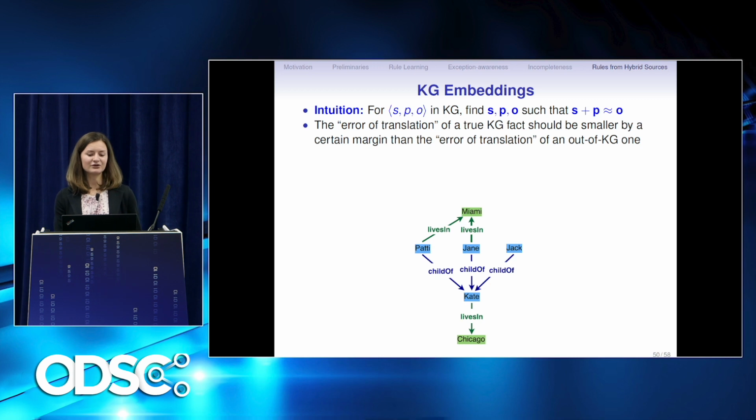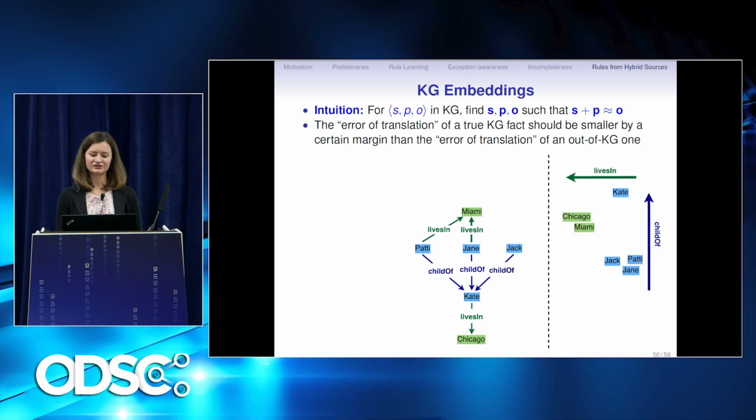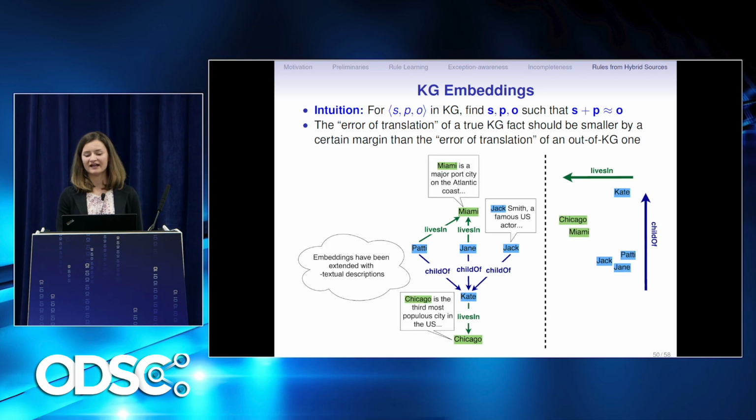Intuitively, here, the error of translation of a true knowledge graph fact should be smaller by a certain margin than the error of translation of the fact that is not present in the graph. So this is roughly the representation of what we want to achieve. Now, interestingly, this has been extended also by textual resources. That is, if we have additionally also information about descriptions of entities present in the knowledge graph, like in this case for Miami. Miami is a major port city on the Atlantic coast, for instance. Then this information could also be incorporated in our knowledge graph embeddings.